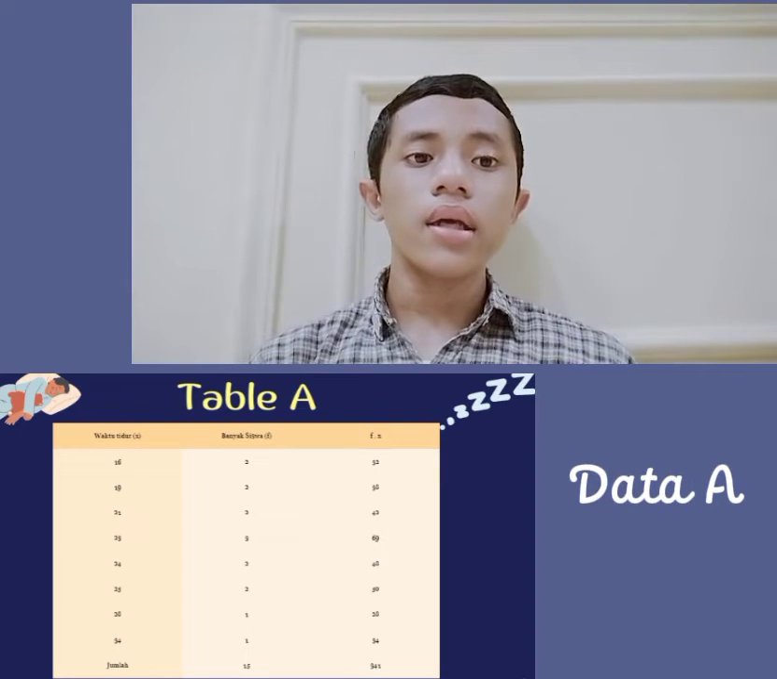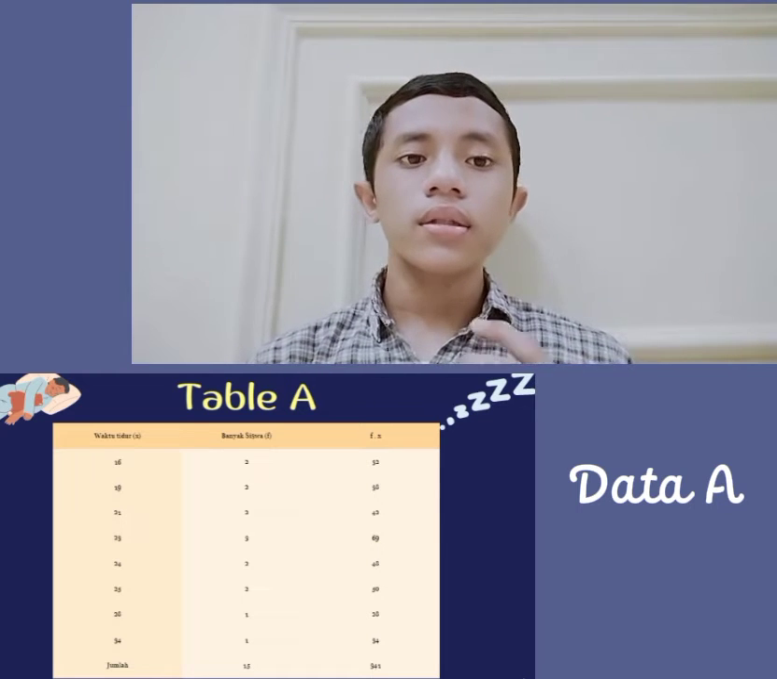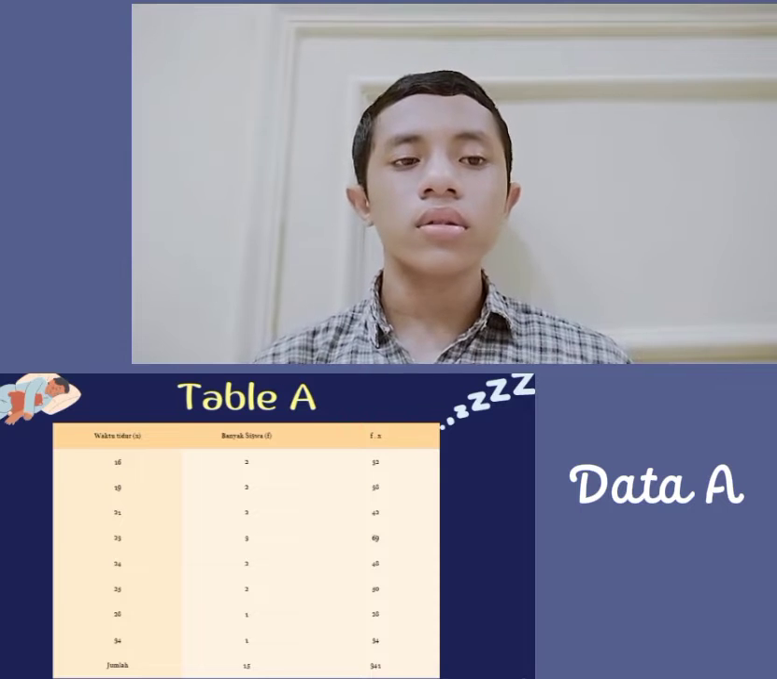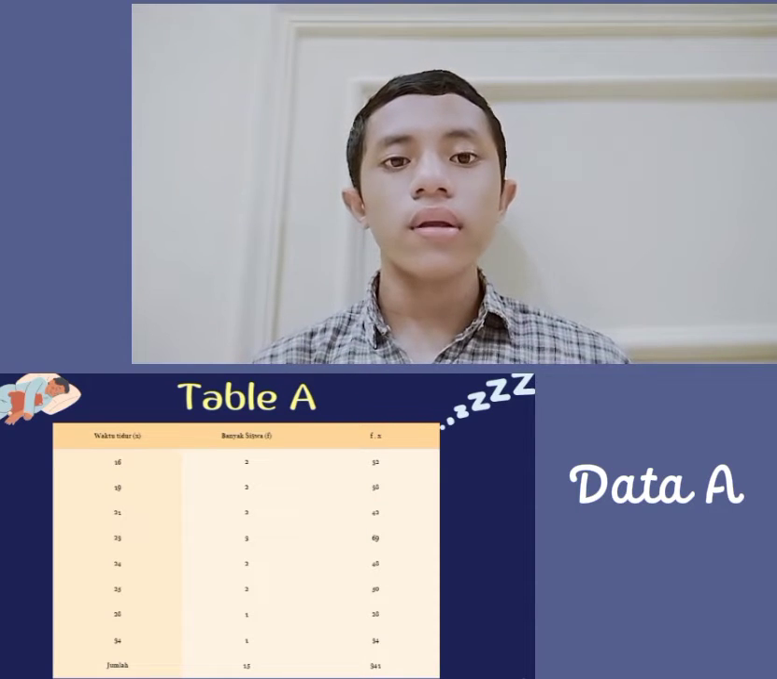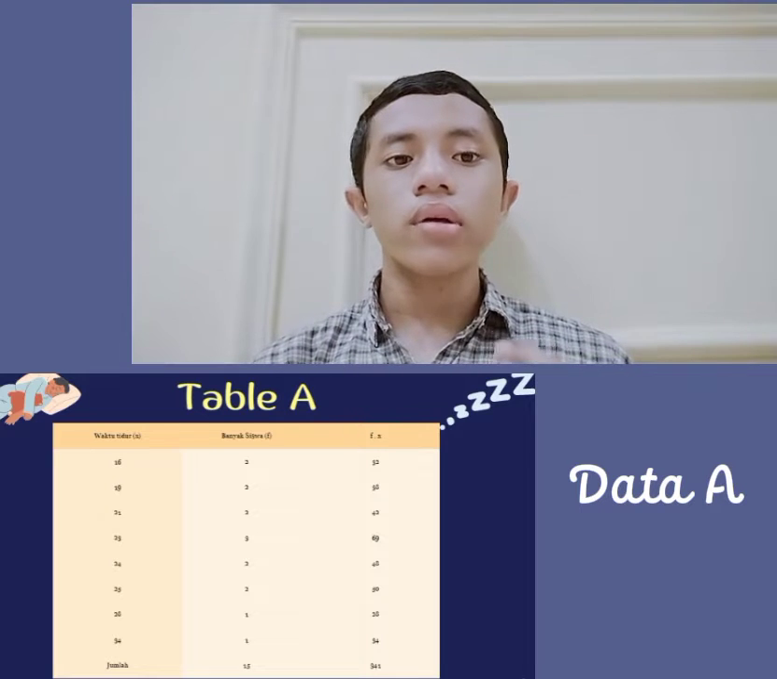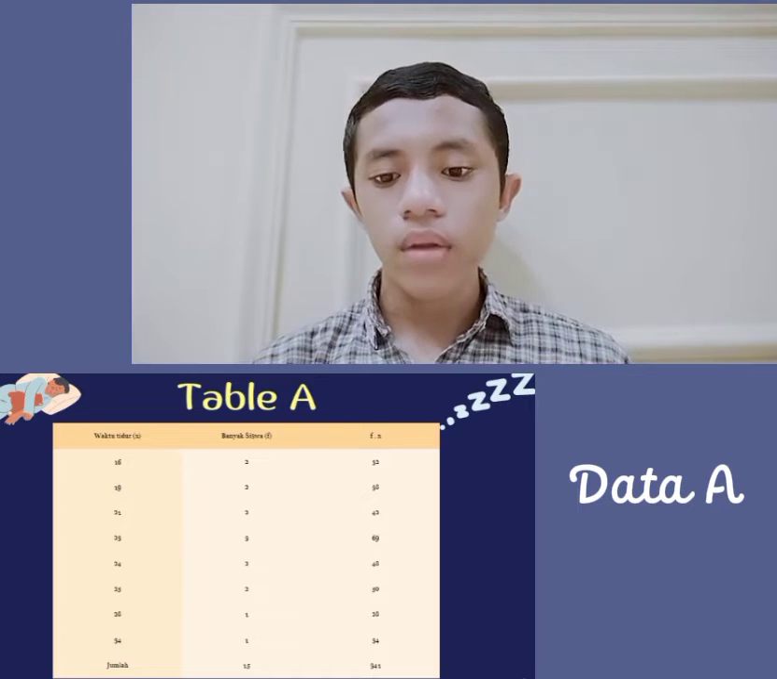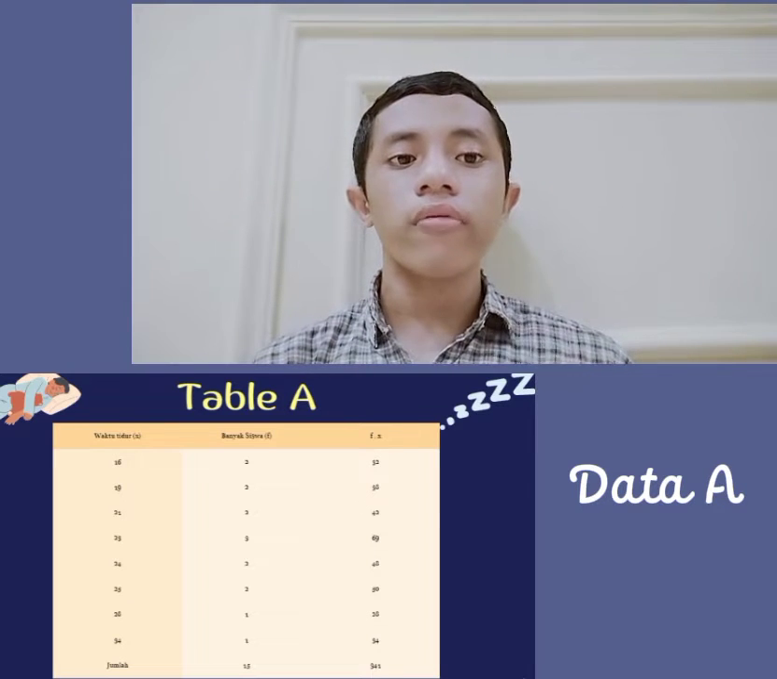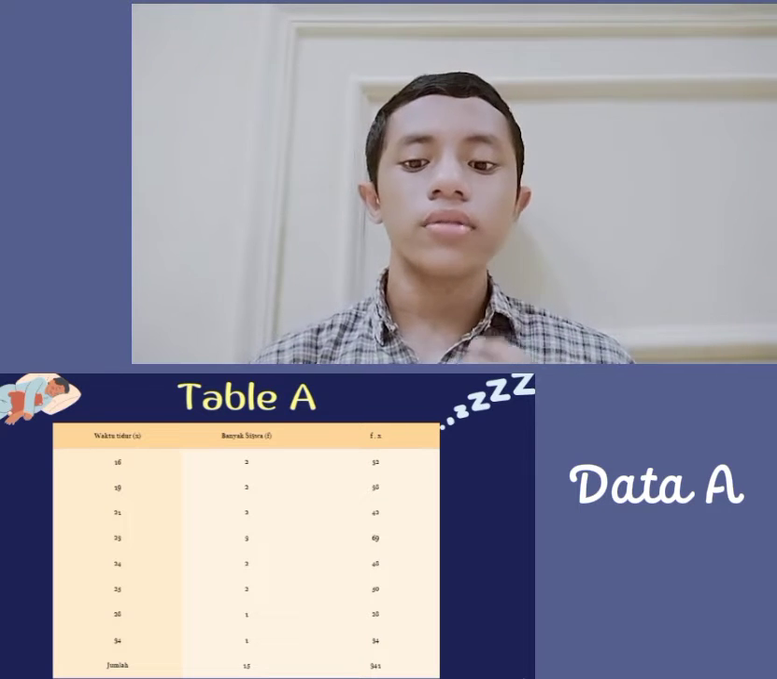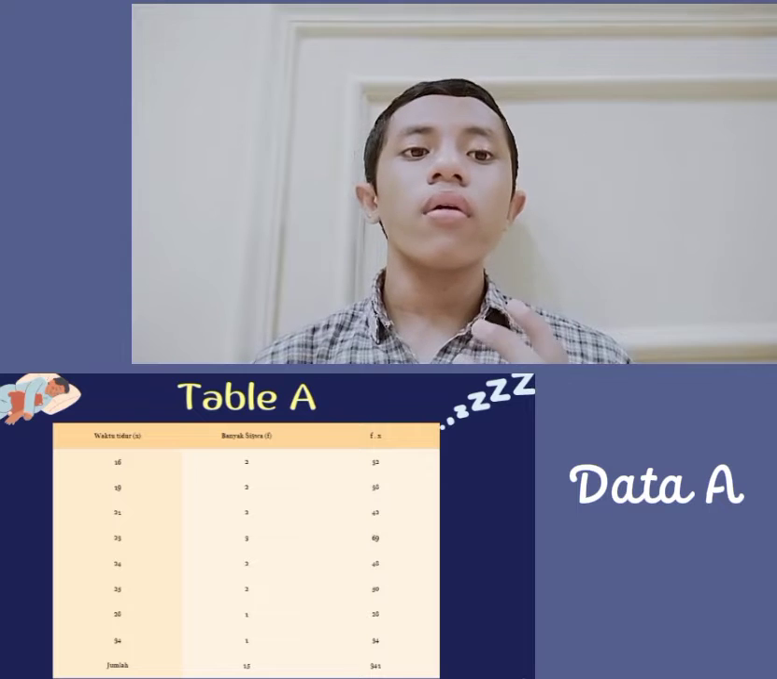In table A, there are 15 student data that have been collected. 2 students with 16 hours of sleep, 2 students with 19 hours of sleep, 2 students with 21 hours of sleep, 3 students with 23 hours of sleep, 2 students with 24 hours of sleep, 2 students with 25 hours of sleep, 1 student with 28 hours of sleep, and 1 student with 34 hours of sleep.